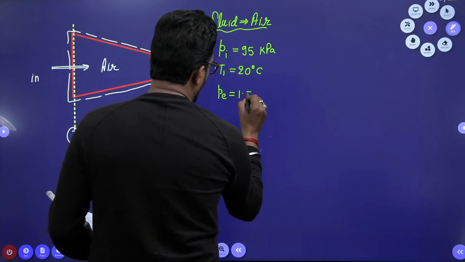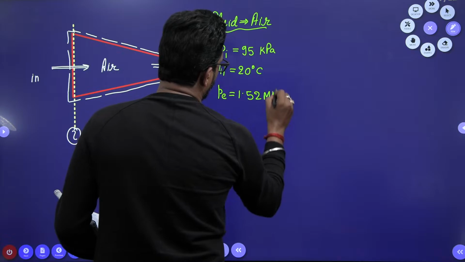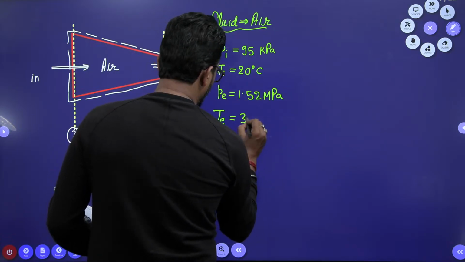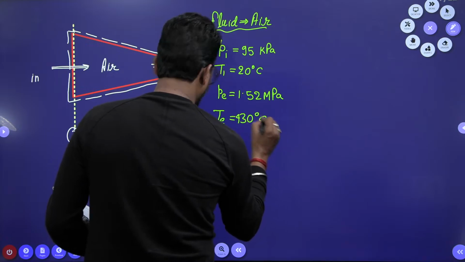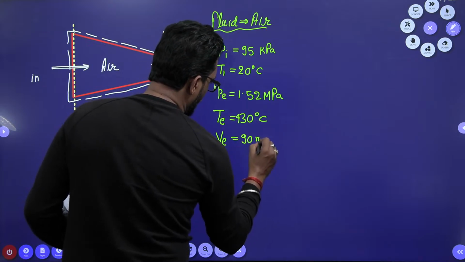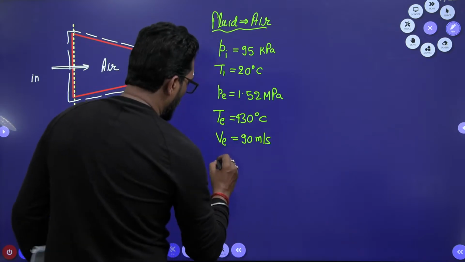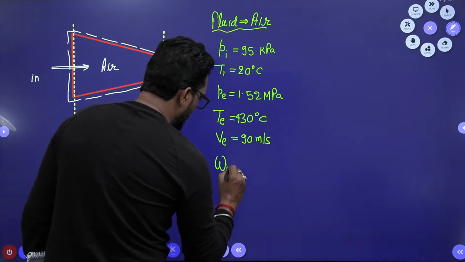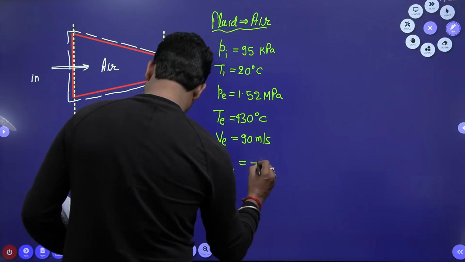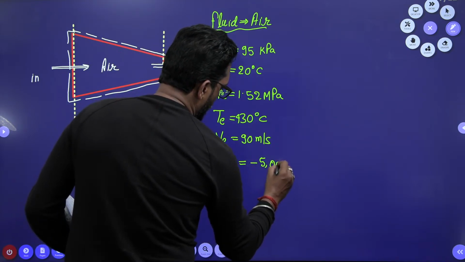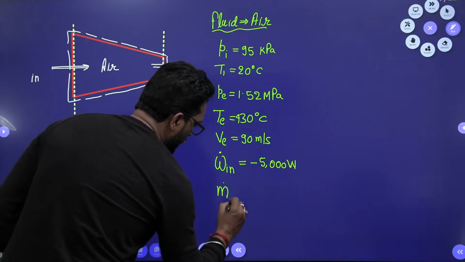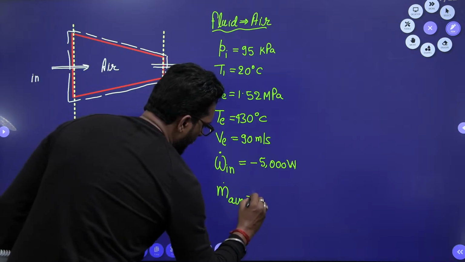That means 1.52 megapascal. Exit temperature is given as 430 degrees centigrade. Exit velocity is given as 90 meters per second. And work input power is also given: W is minus 5,000 watt. So we have to find the mass flow rate of air.